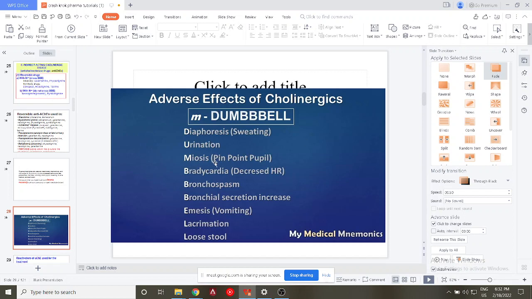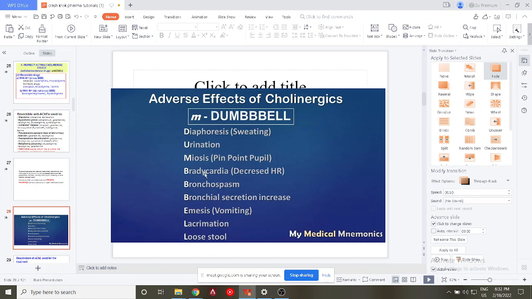Or for miosis. So miosis causes pinpoint pupil. So this can be used in glaucoma because cholinergic drug increases aqueous humor excretion. So it's going to help to alleviate the symptoms of glaucoma. Also, it can be used for ophthalmologic eye exam because it's going to make the pupil very small so you can examine the entire eyeball.